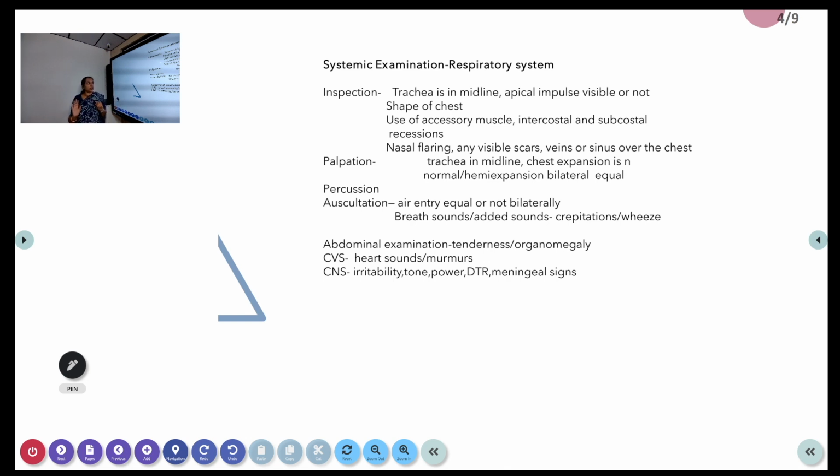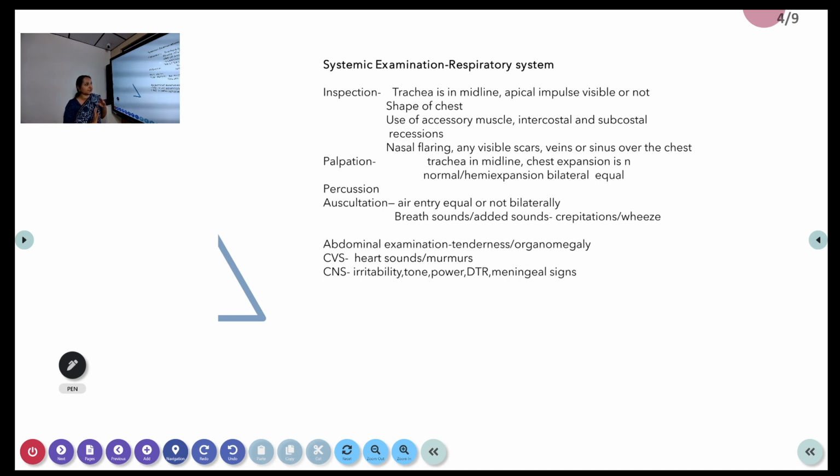Okay. So in the inspection you can comment on the trachea, just by inspection, whether it is in the midline, whether the apical impulse is seen or not. And always remember, apical impulse is slightly different from adults. Up to 4 years of age, apical impulse is in the 4th space. After 4 years, it comes to the 5th space. And up to 4 years, it may be 1 centimeter outside or 1 centimeter inside the midclavicular line, but it is in the 4th space.